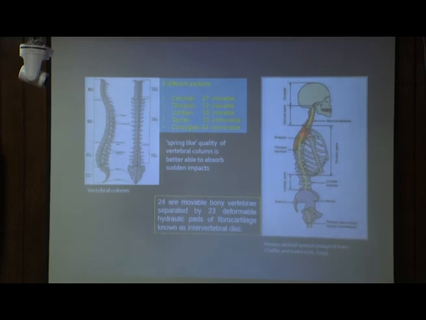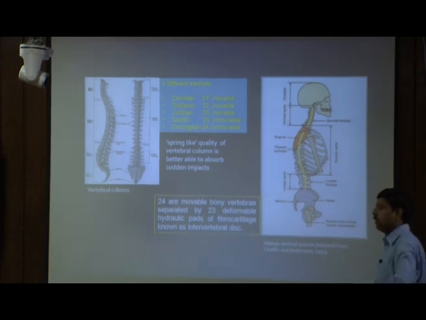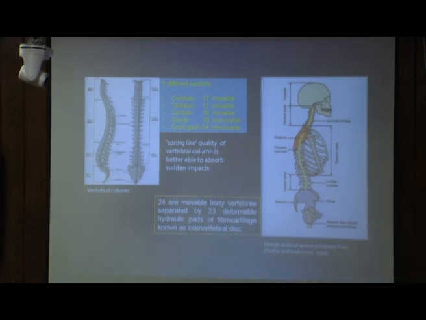Then the next portion is the thoracic portion, the chest portion. There are a total of 12 movable bones in the thoracic portion. The next portion is called the lumbar portion. So first the neck portion, then the thoracic portion, then the lower back portion. This portion is actually called the lumbar area, and it is represented like this. So in the lumbar area, how many bones are there? 5 movable bones are there.